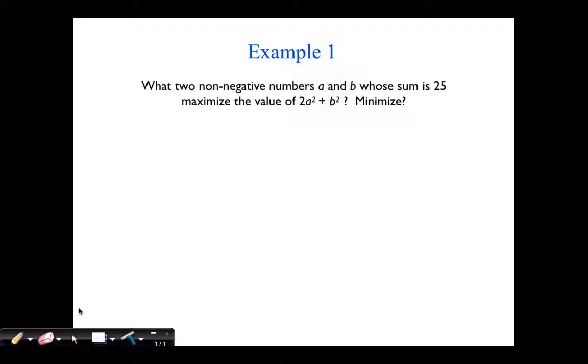So here's an example of one that's kind of halfway put together for us. What I mean by that is we were trying to find two non-negative numbers. We'll call them A and B. If it was your own, if it just said find two non-negative numbers, then you could use whatever letters you want. But we'll use A and B, whose sum is 25, is another fact about A and B. And we want to maximize the value of this weird expression, 2a squared plus b squared. And then we're also going to try to minimize it.